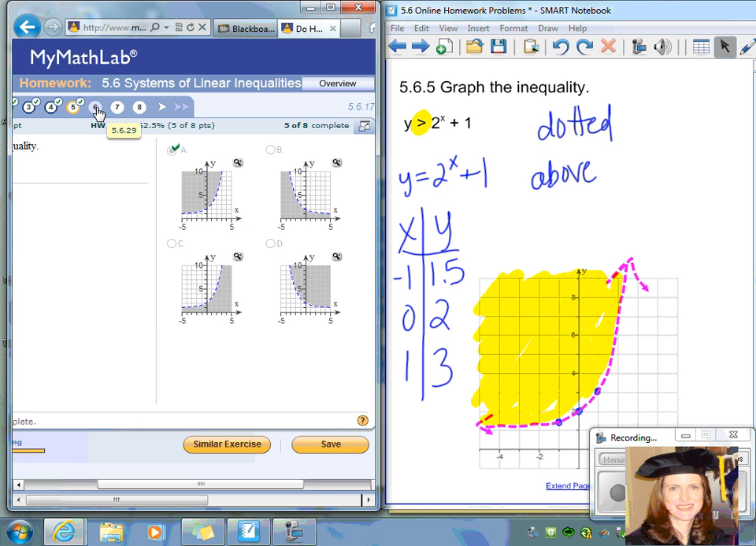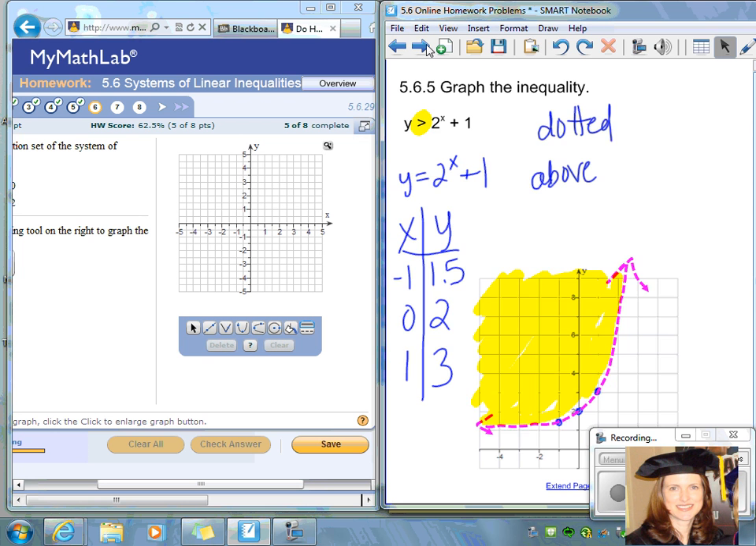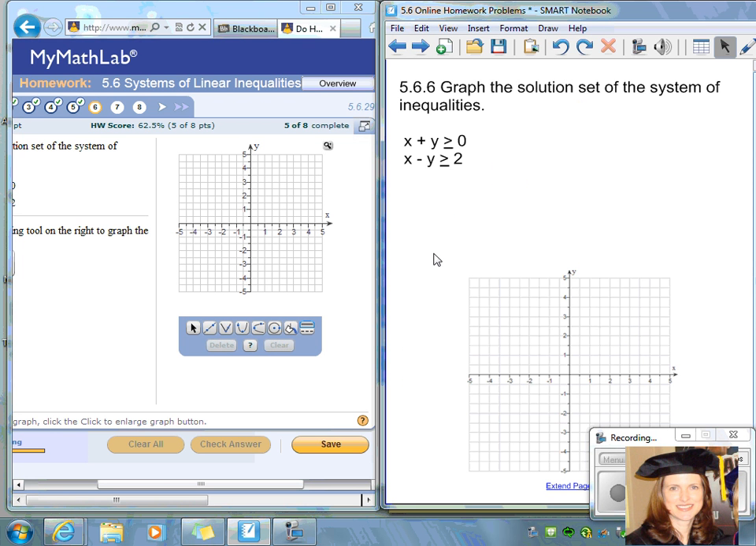All right, continuing on, let's look at question number 6. Graph the solution set of the system of inequalities. We have two different inequalities. In this case, we want to find where the shading would overlap those regions. So let's break this into two different parts.